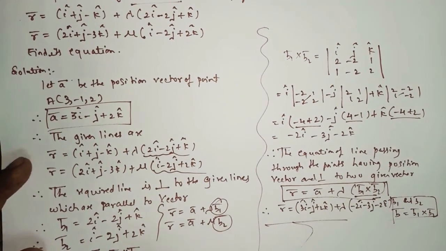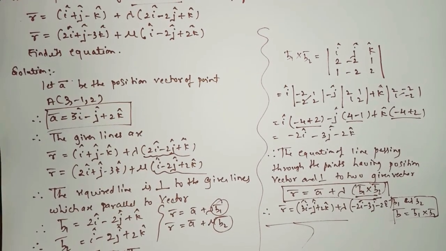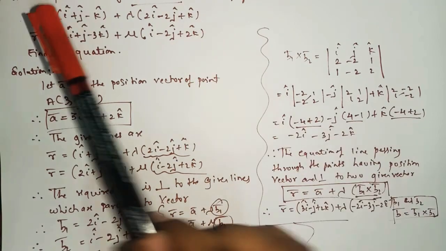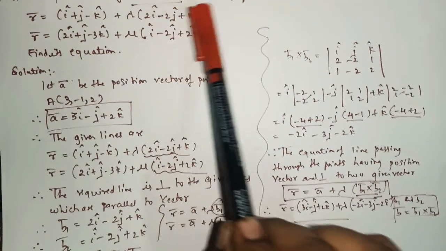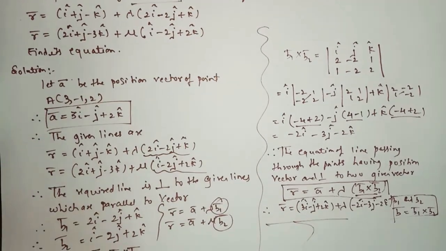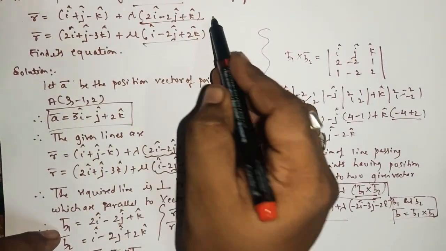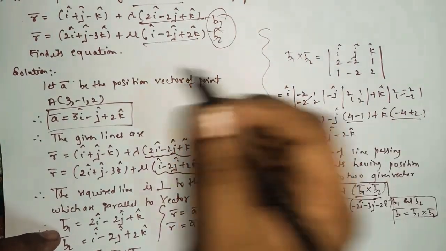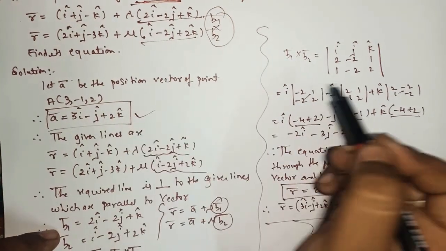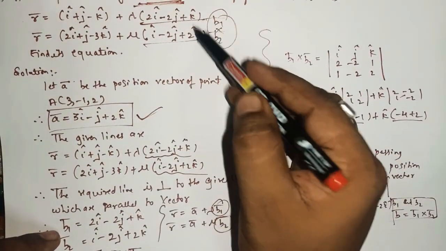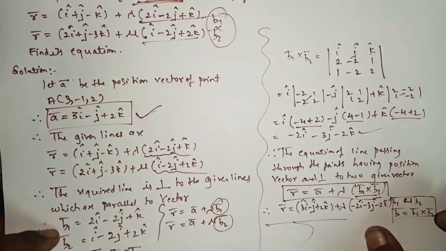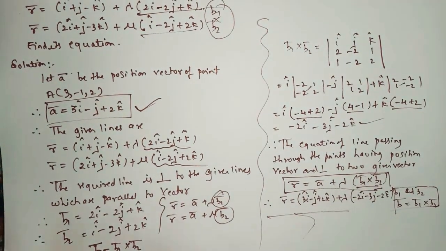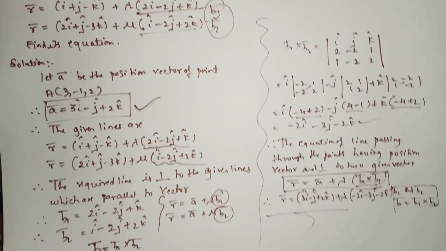So in this way you will find your answer. Once again I will explain the sum. Whenever you have two vector equations of lines, and the line passes through 3, minus 1, 2 and is perpendicular to these two lines, when you compare the equations you will get b1 and b2, so you will find the cross product between these two, and from here you will get a bar. Again you have to find the vector equation. We'll apply this formula, substitute the values, and you will get the answer. I hope you all understood the sum.